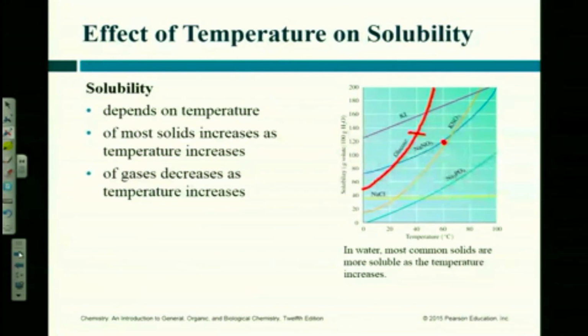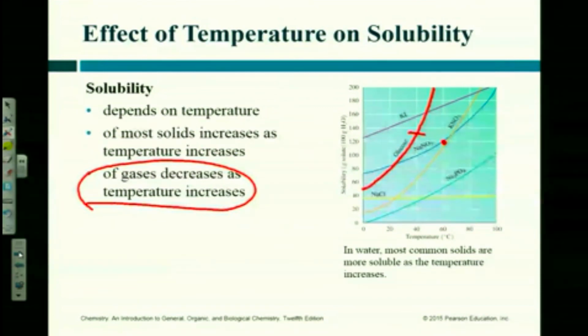Now, one of the big things that happens is gases are different. Gases actually decrease in solubility as temperature increases. Okay? They're odd. So as temperatures increase, gases solubility goes down, which is opposite to everything else. Okay? Most ionic compounds increase solubility, but gases decrease solubility.